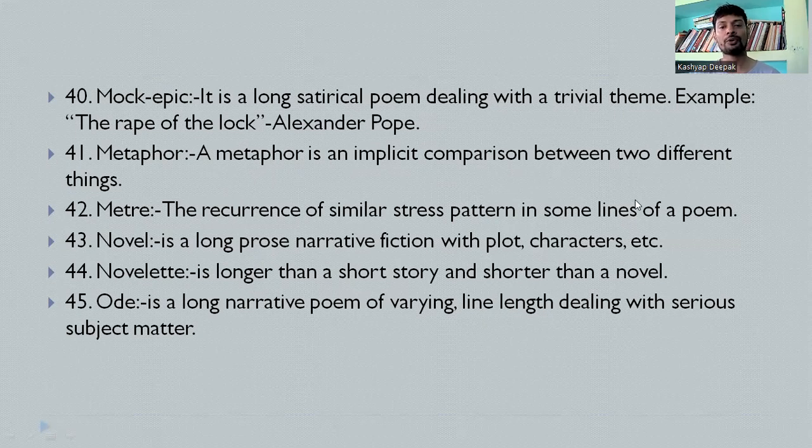Novel is a long prose narrative fiction with plot, character, etc. Novella is longer than a story and shorter than a novel. Next, ode is a long lyric poem of varying length dealing with serious subject matter. And John Keats' poetry mostly includes Ode to a Nightingale, Ode to Autumn.